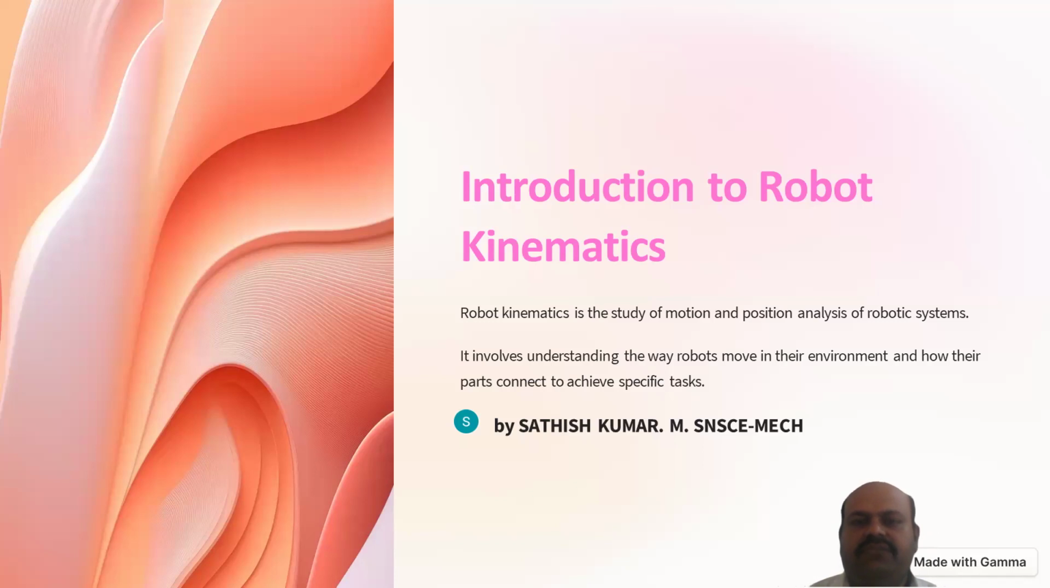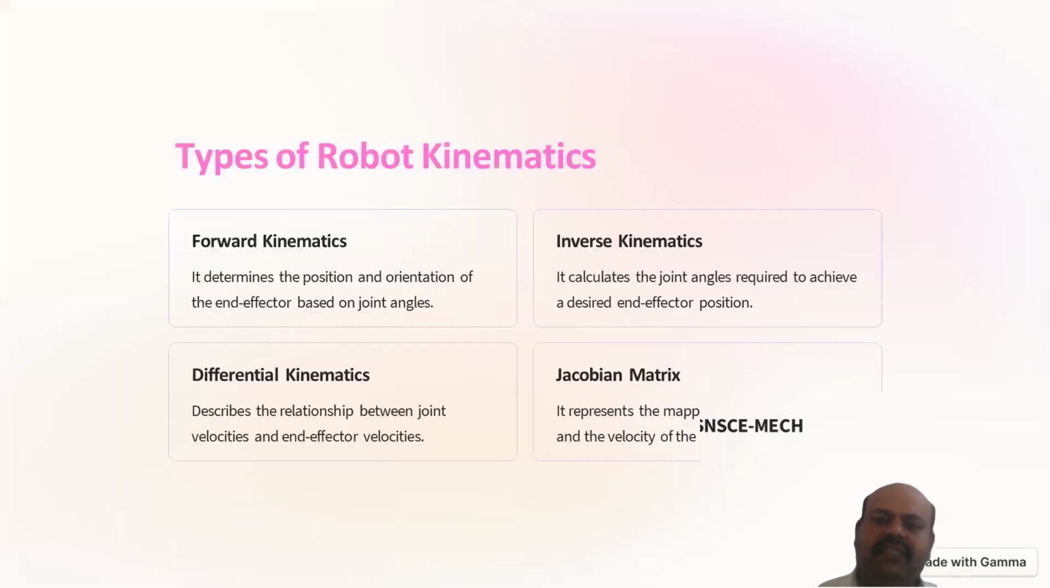So, introduction to robot kinematics. Today's topic is the study of motion and position analysis of robotic systems. All robotic systems have autonomous mobility, and identifying where exactly the end effector is and where it has to be is analyzed in kinematics. It involves understanding the way robots move in the environment and how their parts are connected to achieve their specific tasks.